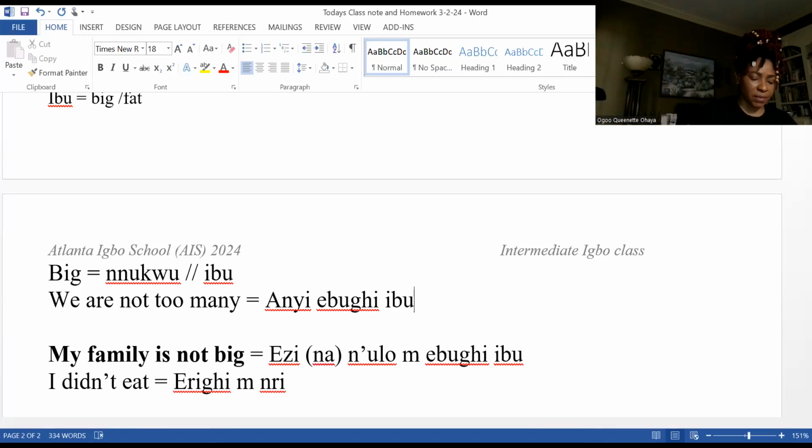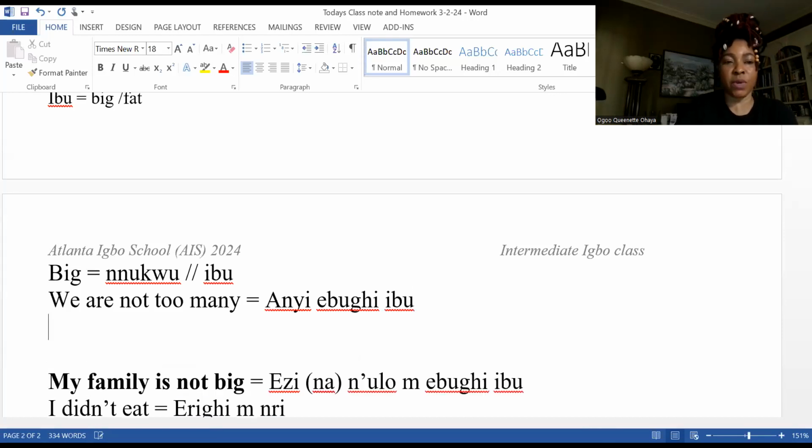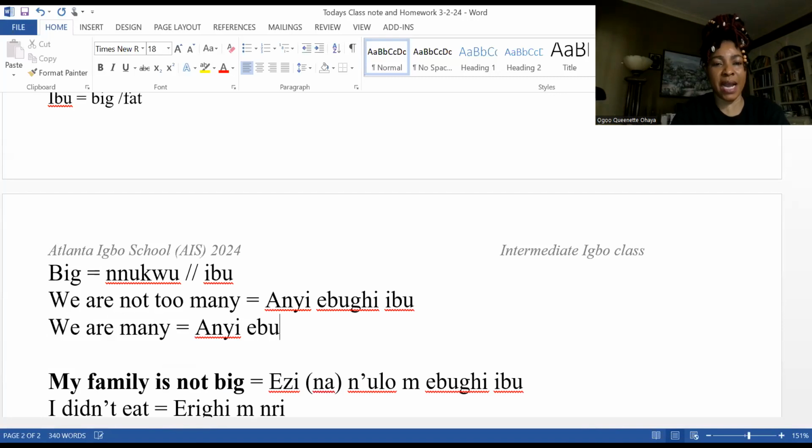Okay. It says zinolom ebugi. So it's ebuka. When you say ebuka, my family is many. That's what it is. So, okay, pay attention. Anyi ebuka means we are many. We are many. You can say, anyi ebuka. Okay, that's another way you can say it.